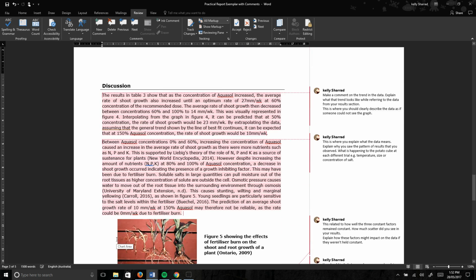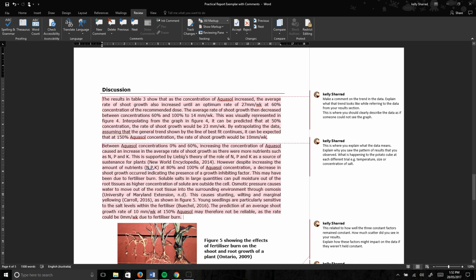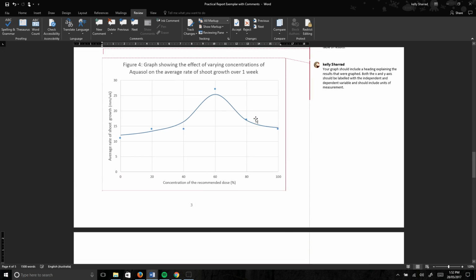Okay, so moving on to the discussion, the first thing you need to do in your discussion is to describe the trend that you see. So is there a trend in the data? And when I say trend, I mean, is there a pattern?